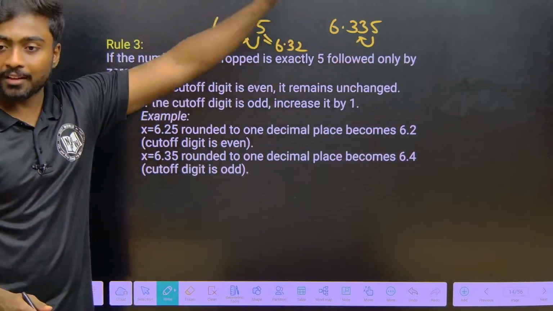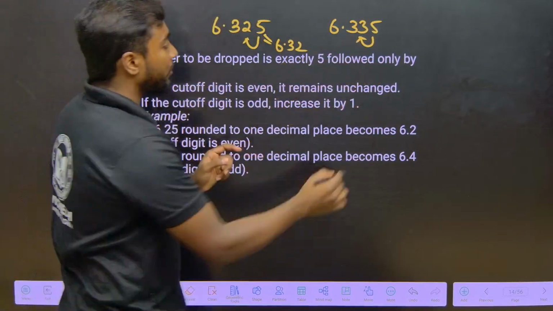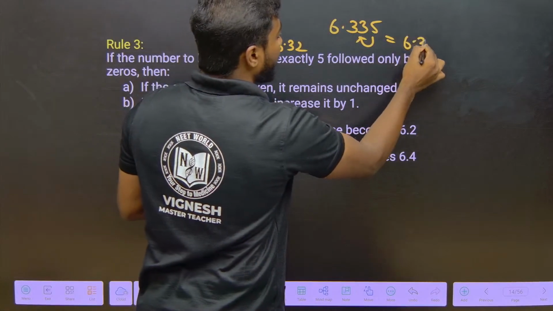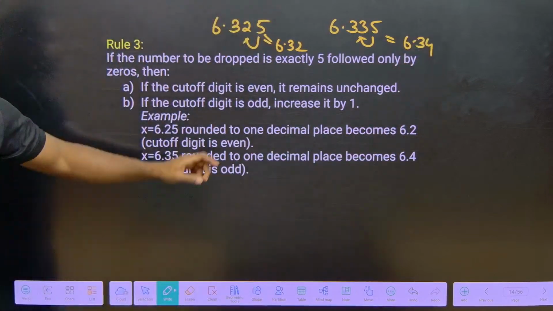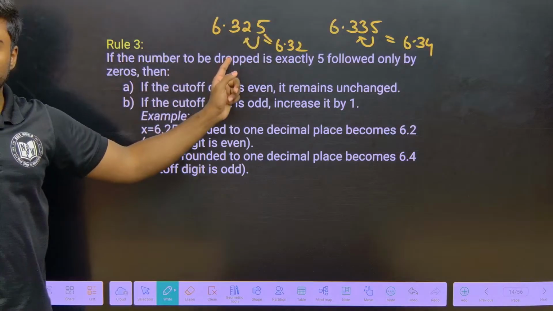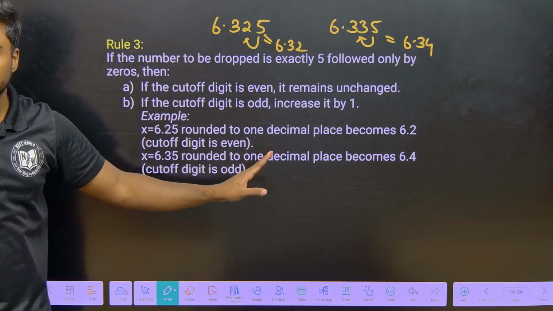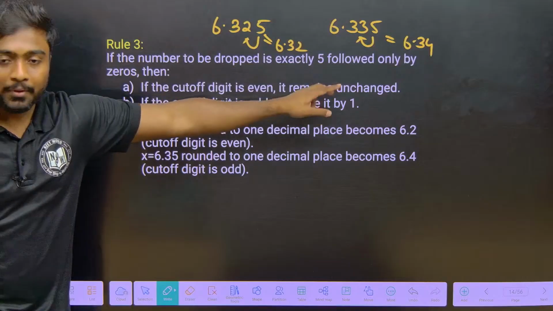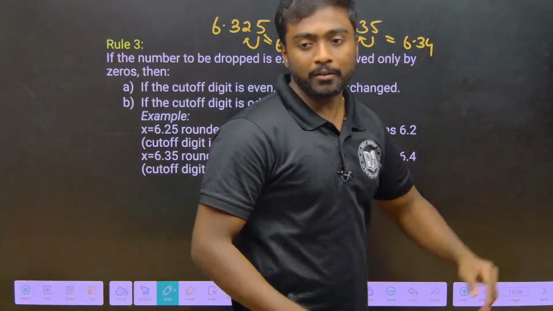If it is odd, what do I need to do? I need to change this to even, so plus 1. What is the answer? 6.34. So 5 is there. If the previous number is even, leave it as it is. If the previous number is odd, I need to add 1, that is 6.34.